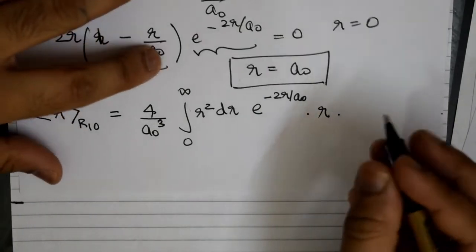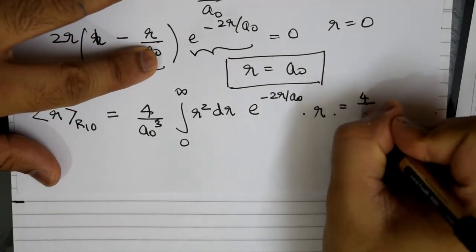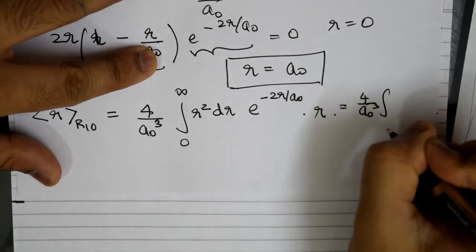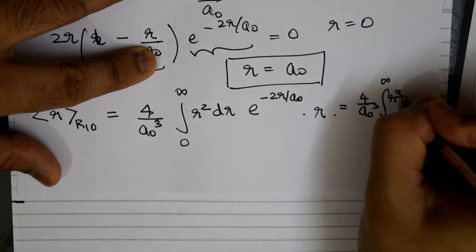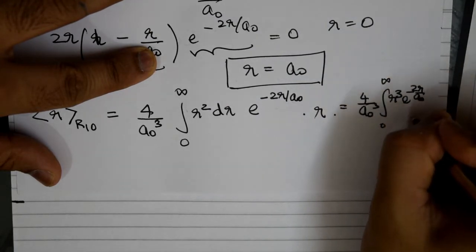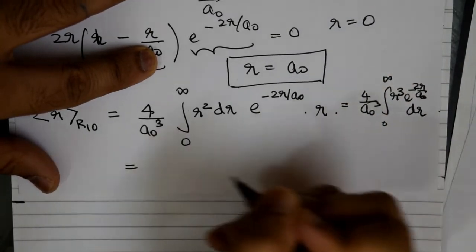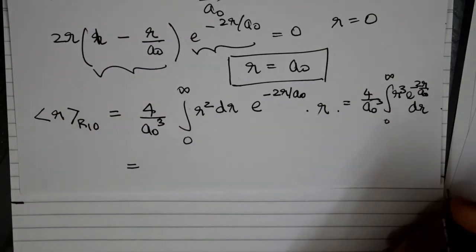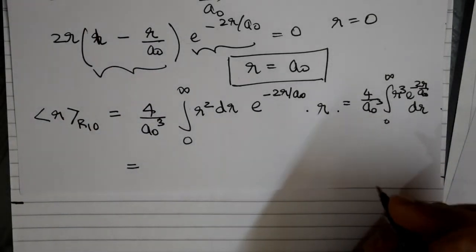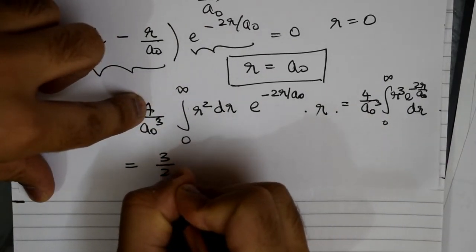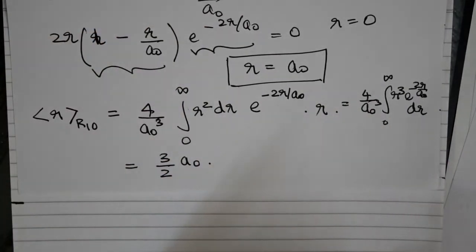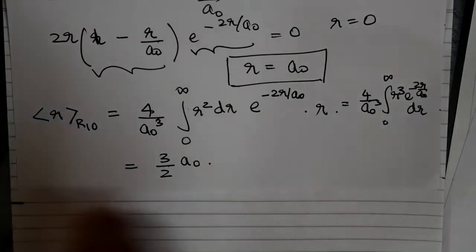So this ends up getting reduced to 4 by a naught power 3, integral 0 to infinity r cube e power minus 2r by a naught times dr. This is a simple integral. I'm not going to solve this. Of course, you will be given standard integrals in order to solve such problems. You would find you get it at 3 by 2 a naught. This is a very important conclusion that we are able to see.